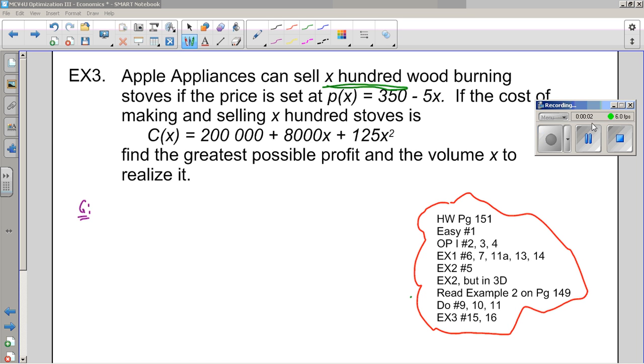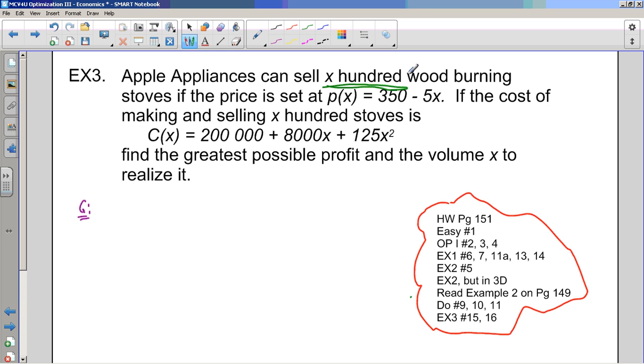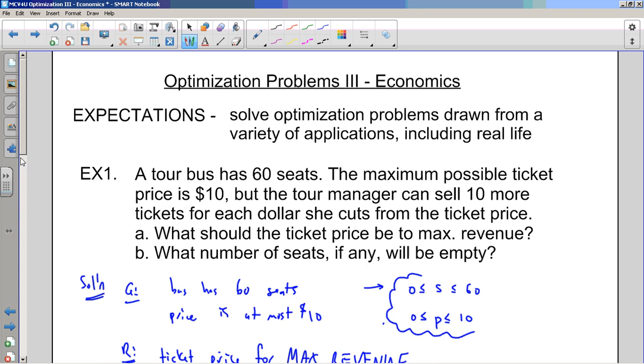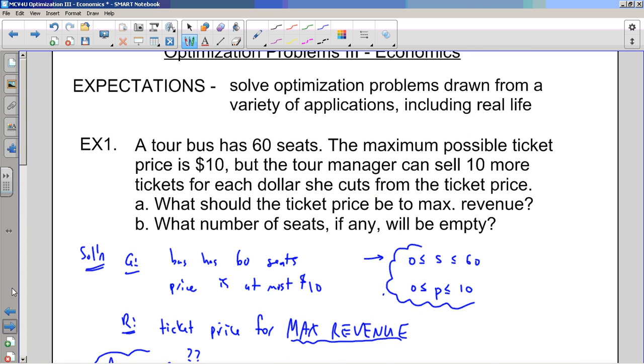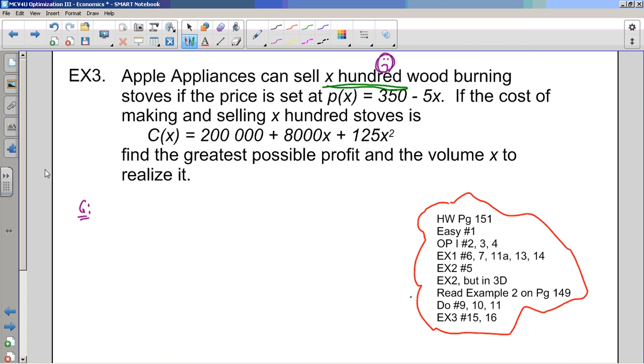All right, back for the dreaded part 3. Example 3: Apple Appliances can sell x hundred wood burning stoves. So this right away has got us a little bit worried, but we'll see. It's not so bad. We're given some of the cost and price functions, so it's maybe similar to example 1 back here, where we had to get our own cost and number functions. This is a little bit different because we want to find the greatest possible profit, and we'll talk about that soon.